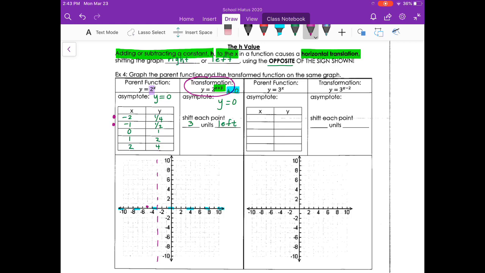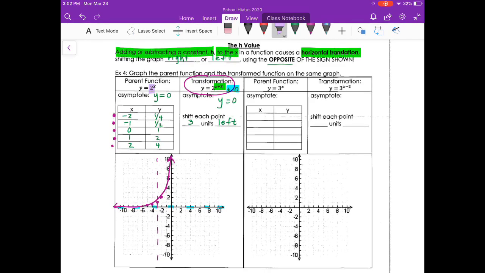So (-2, 1/4), then I'll go to -1 and 1/2 a unit above the asymptote, then (0, 1), (1, 2), and (2, 4). I'll connect my dots with a smooth curve to represent a growth function.